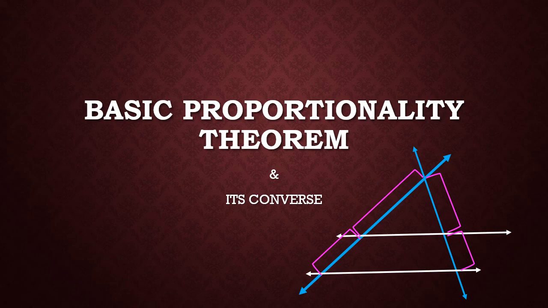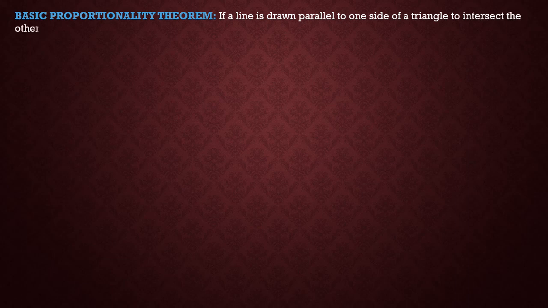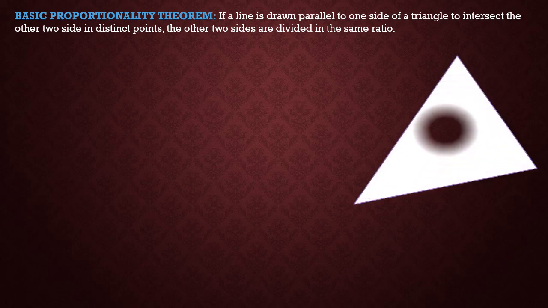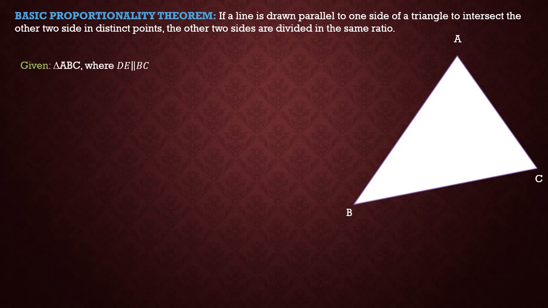So the BPT states that if a line is drawn parallel to one side of a triangle to intersect the other two sides at distinct points, the other two sides are divided in the same ratio. For that we need a triangle, and let's name it ABC. What is given to us is a line DE which is parallel to BC. For instance, we are considering BC for ourselves. We can consider AB or AC also, but the choice is ours.